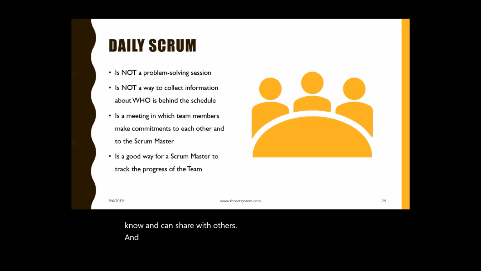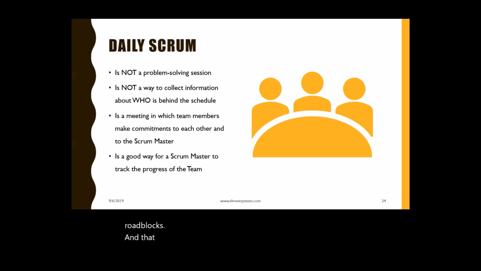And let's talk about some of the things that you shouldn't do on a daily Scrum. Don't try to problem solve. And it's really not a way to collect information about who's behind the schedule. It is also not a team meeting, nor a time where you're asking for commitment. Your Scrum Master does track the team's progress, but really the main job is to understand the roadblocks.